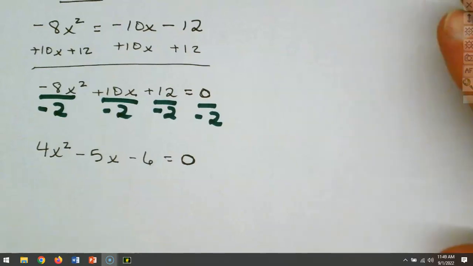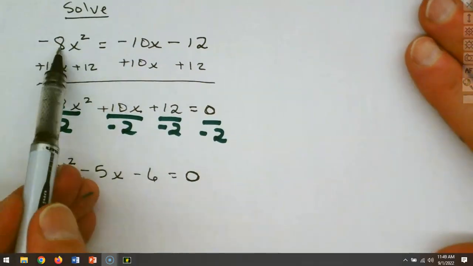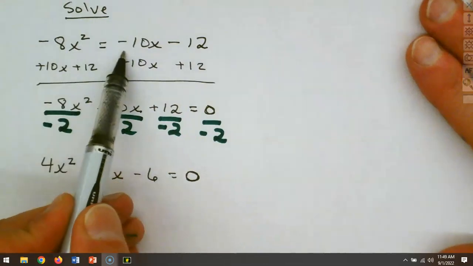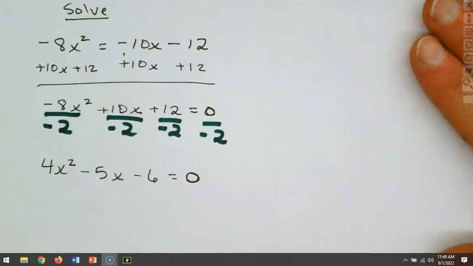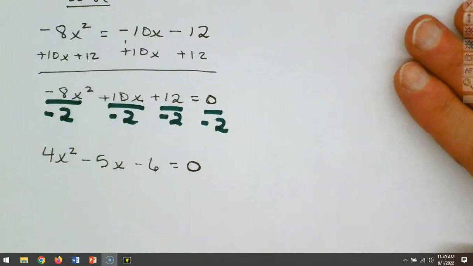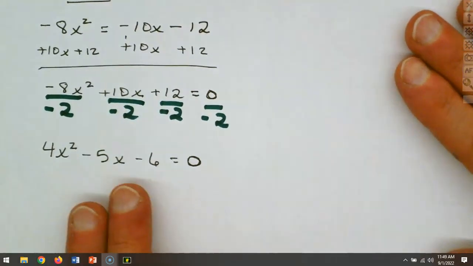Yeah, you could have also just moved this negative 8x squared over to here, and it would have been the same thing, right? And then divide by the 2. I always move everything to the left, but you can move it to the right to save a step. Okay, same thing. But eventually, either way, you're going to end up with that.